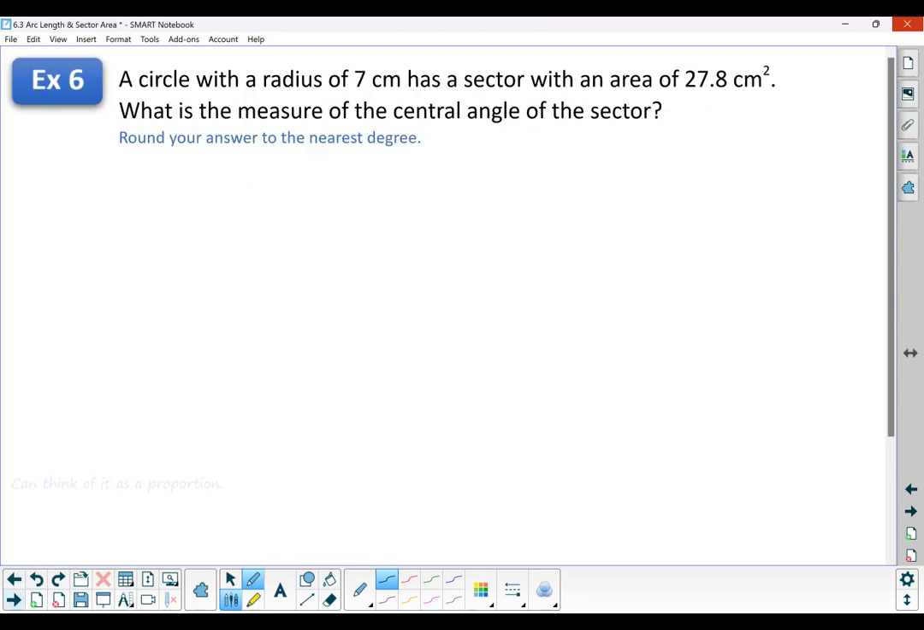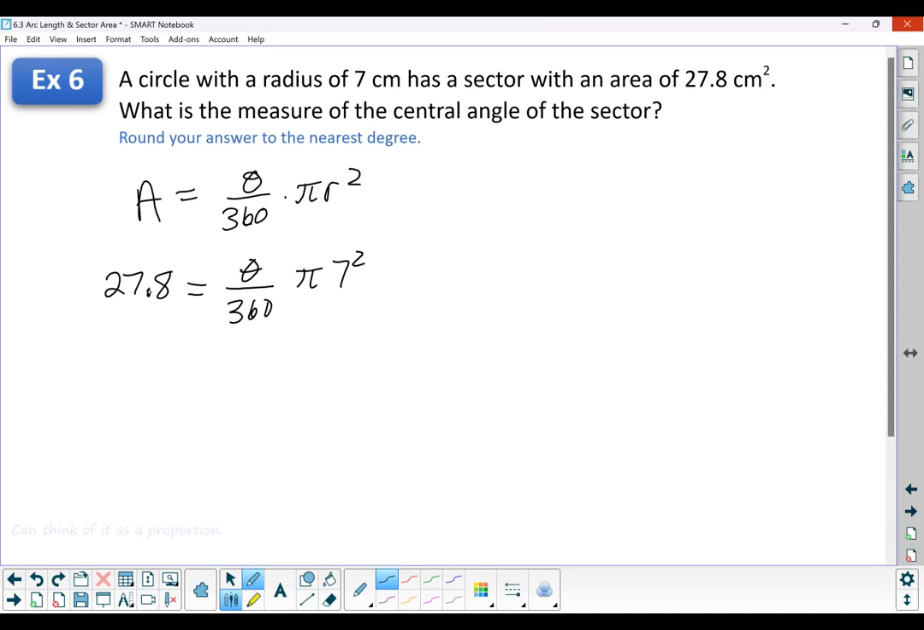Okay, so this one says if we have a circle with a radius of 7, and that circle has a sector with an area of 27.8, what is the measure of the central angle? So our equation looks like this. We know the radius is 7, and we don't know the angle theta, and we know that the area is 27.8. So we've substituted 27.8 for our area, and we've substituted 7 for the radius. We want to solve for theta.